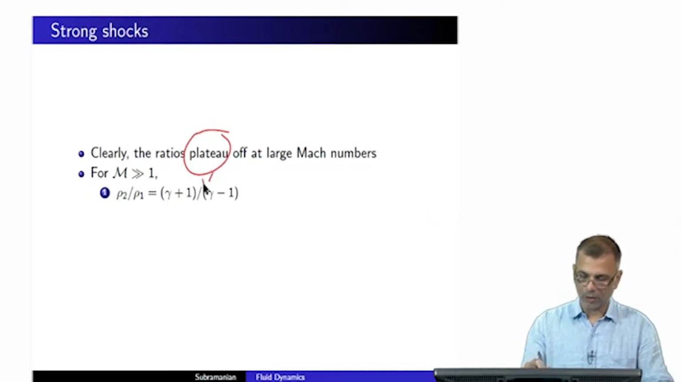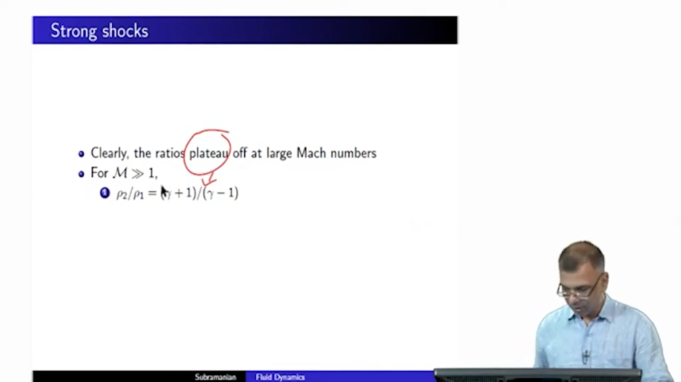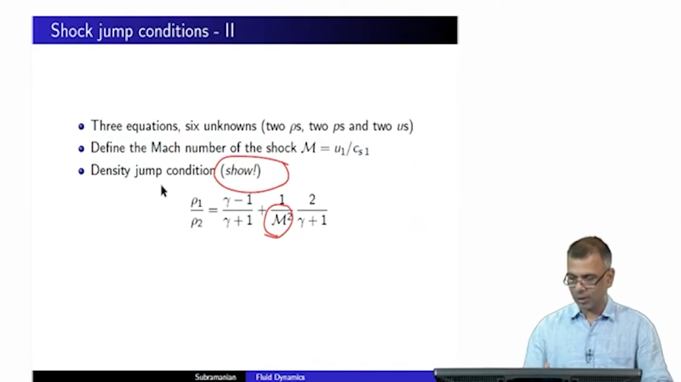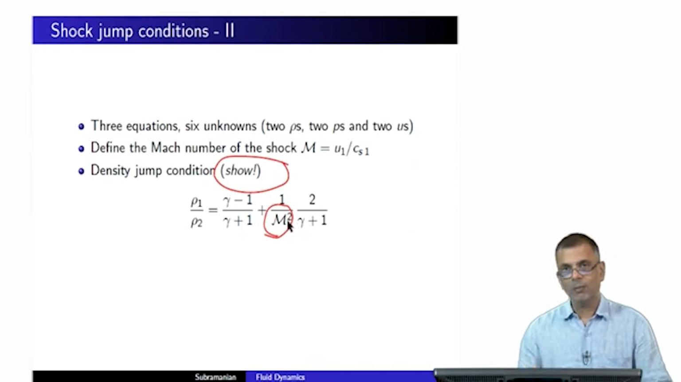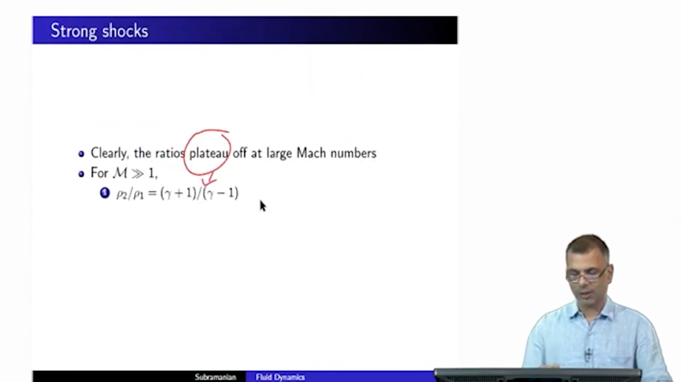It's just a constant. There's no Mach number appearing here. Why is that? You look at the expression here. When the Mach number becomes much larger than 1, this term is negligible. So this goes away, all you have got is gamma minus 1 over gamma plus 1, that is it. That is what this is saying.